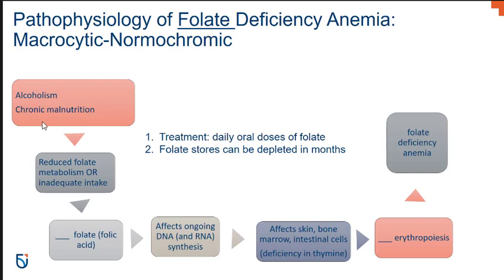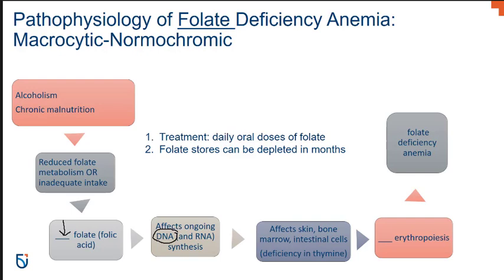Chronic malnutrition, whether it's in developing or developed areas of the world, if folate's not consumed, then we don't have it for proper red blood cell production. So whether we have reduced folate metabolism because there's a problem with the liver, or we have inadequate intake, we're going to have this reduction in folate, which is going to affect, we've talked really about DNA synthesis, but it does actually play a role with RNA synthesis as well.